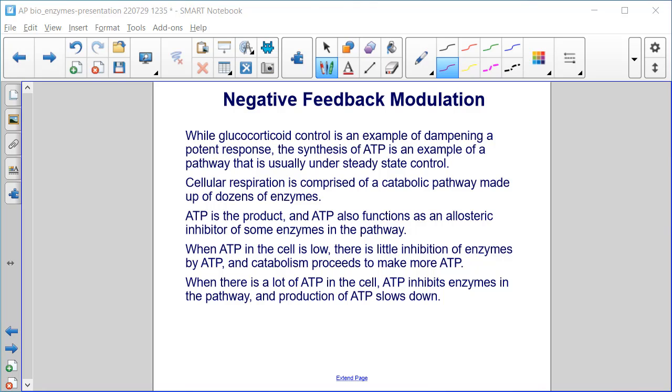When ATP in the cell is low, there is little inhibition of enzymes by ATP, and catabolism proceeds to make more ATP. When there is a lot of ATP in the cell, ATP inhibits enzymes in the pathway, and production of ATP slows down. So for ATP, we need to try to maintain this steady state, this steady level. So we have this system on either end to either increase the production or decrease the production of ATP.